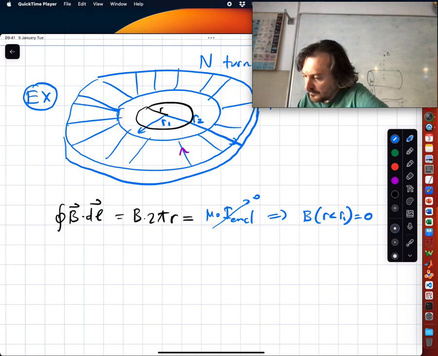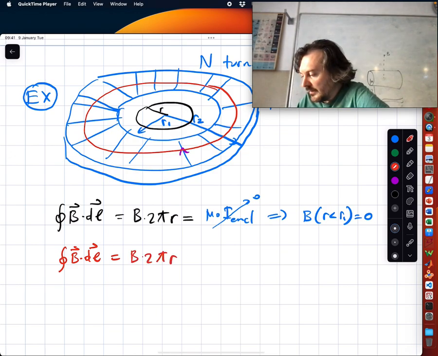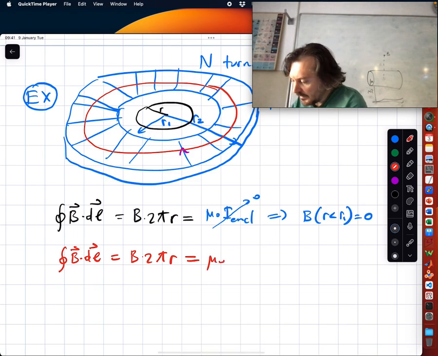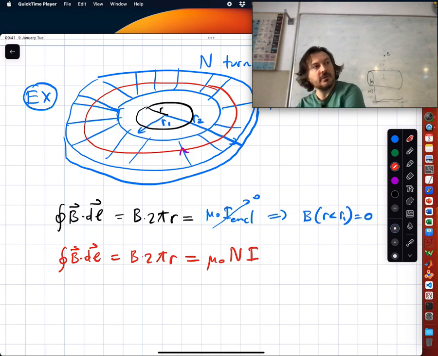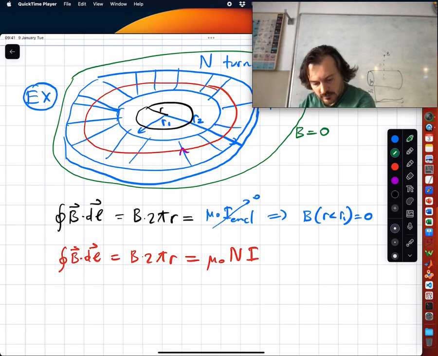In between, this time we are here. Let me use a different color. For that one, the integral of B dot dl is again B times 2 pi r. But how much current are we enclosing? Mu 0 n times I. So it's a different magnetic field. And outside, over here, 0 again. That's it. This is 25 points.